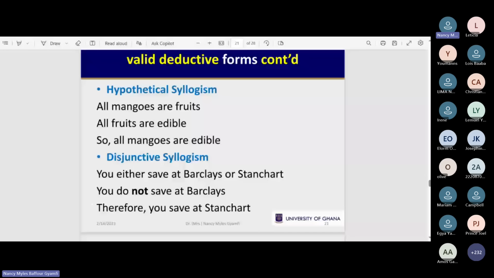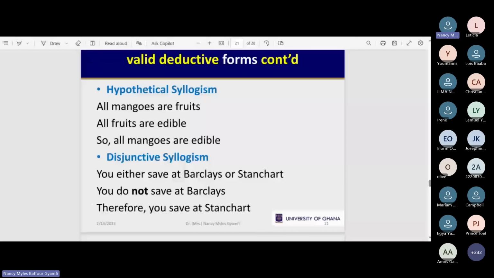So what is the pattern? It says A or B, not A. Then you can say it is B. Or I could say not B. Then you say it is what? A. It's like the pendulum or the seesaw.